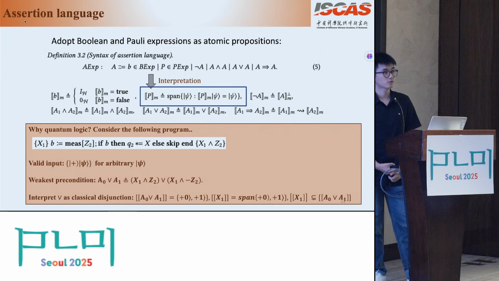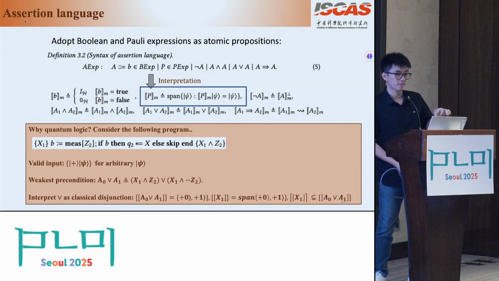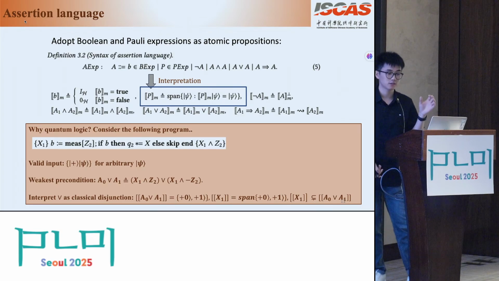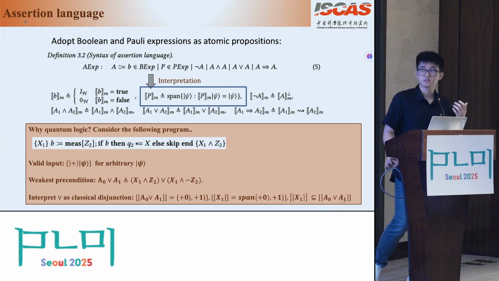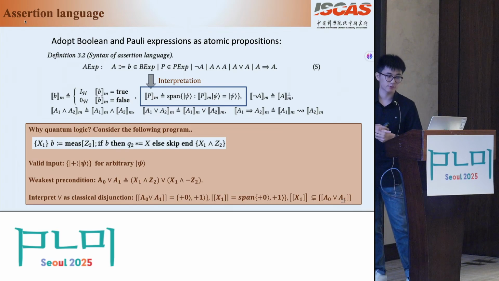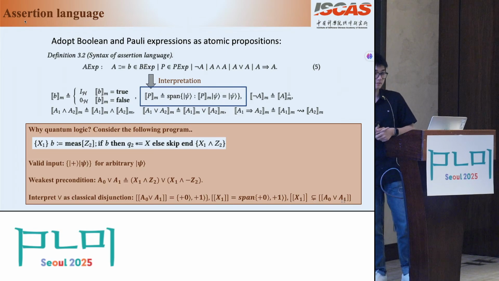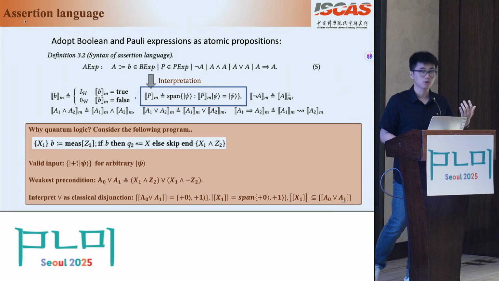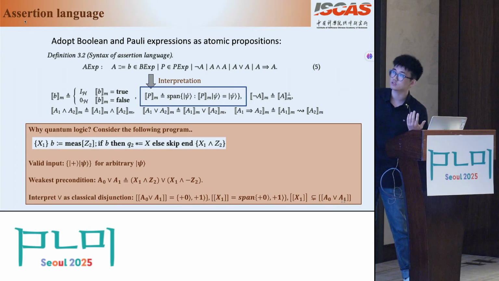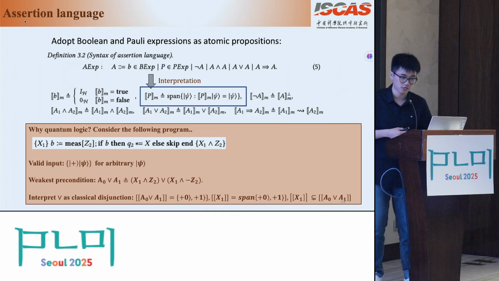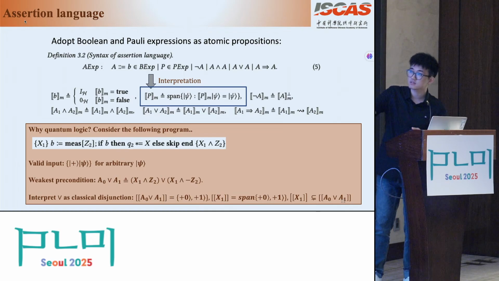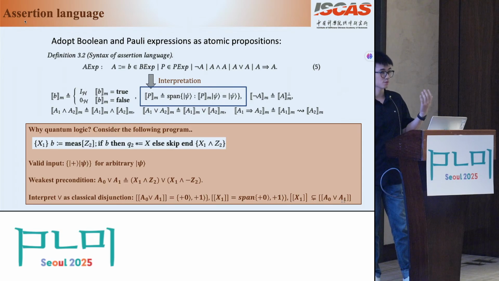And next, we adopt the Boolean and the Pauli expressions as the atomic propositions and use logical connectives to construct the assertion language. We further interpret those assertions as subspaces of a Hilbert space and do a pointwise lifting from quantum logic for other logic connectives such as and, or, and implication. And you can see that the semantics of Pauli expression P precisely align with those of stabilizer codes, just a modest extension to include the additive predicates.